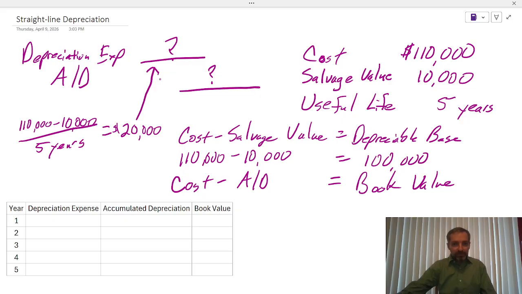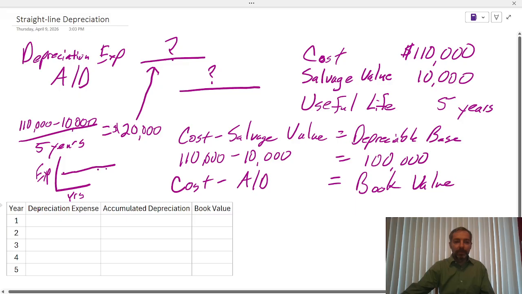It's called straight line because if you graphed this out, if you had a graph here and you said, all right, our depreciation expense is on the y-axis and the years are on the x-axis, we'd plot it out saying the expense is the exact same every year, and it creates a straight line. So straight line depreciation.